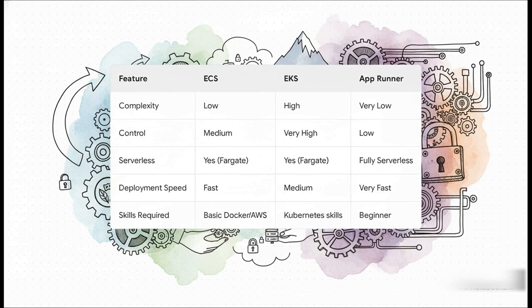Just look at the first two rows, complexity and control. See how they're basically opposites? App Runner, very low complexity, but also low control. EKS, high complexity, but very high control. That's the core trade-off you're making, right there.